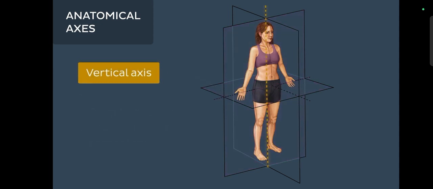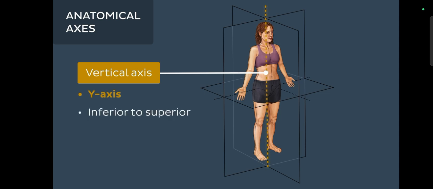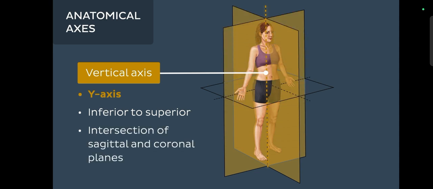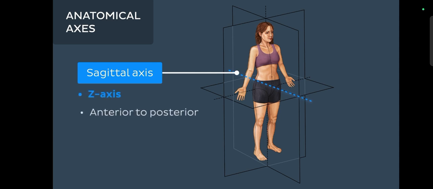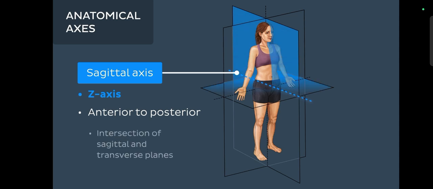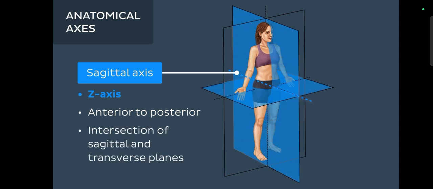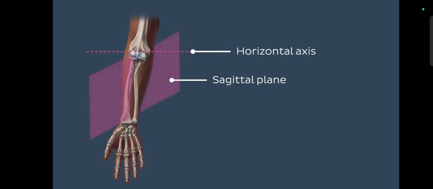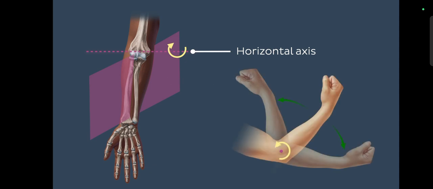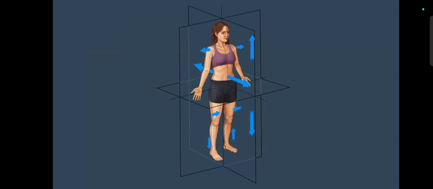The vertical axis, also known as the longitudinal or y-axis, passes inferior to superior and is formed by the intersection of the sagittal and coronal planes. And the sagittal axis, known as the antero-posterior or z-axis, passes from anterior to posterior and is formed by the intersection of the sagittal and transverse planes. These axes are usually used to describe a line around which a body part rotates, typically the movement around a joint. For example, the elbow joint sees the movements of flexion and extension occurring around a horizontal axis in the sagittal plane. And that's it!